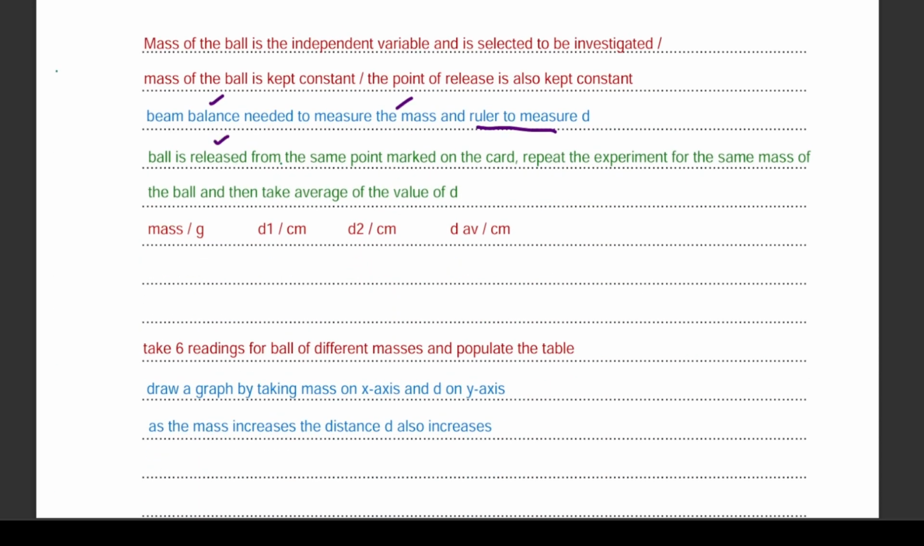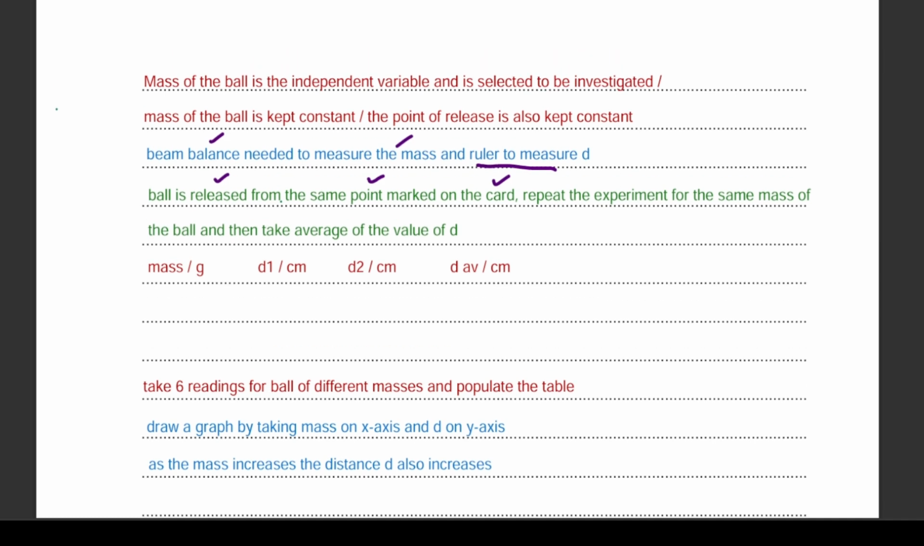Then the ball is released from the same point marked on the card, again for the different masses question. And again, I could do it by changing the distance or the height. So in this one, let's say in this part, we are changing the mass. Another option that I would have gone with would be the height, or the point of release. It is also going to be in centimeters. So that could have been, let's say, 5, 10, 15, and so on and so forth.